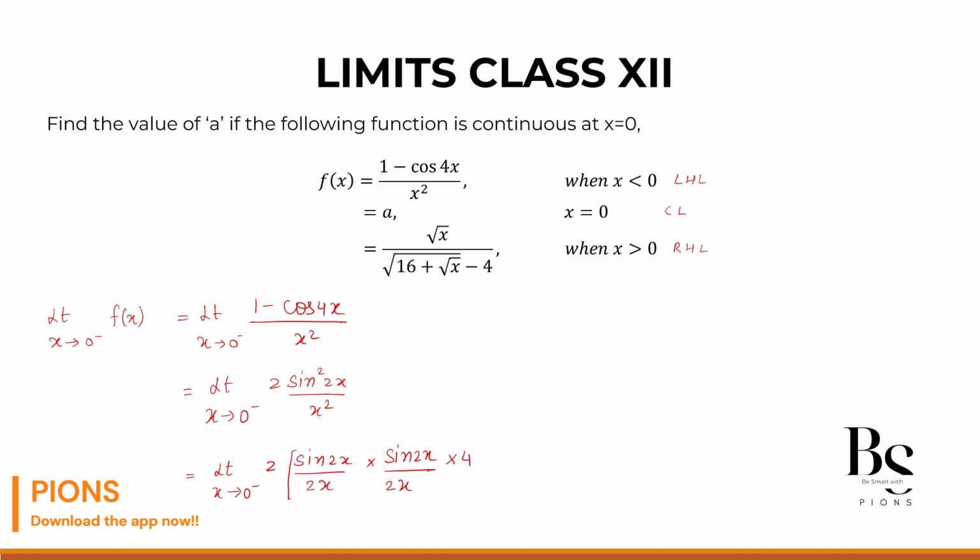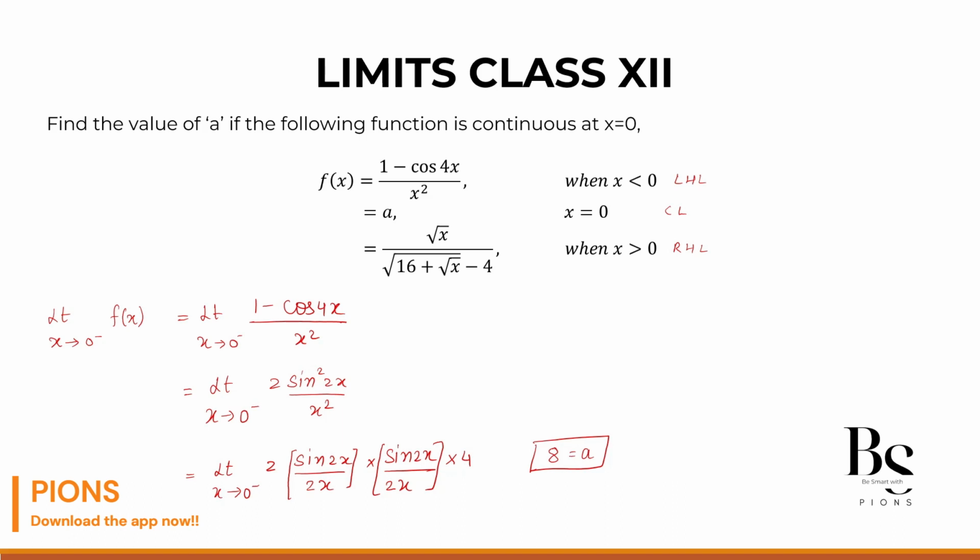Let's keep it in bracket now so that you can understand that sine 2 theta upon 2 theta, with theta tending to 0, will be 1. So this is 1 and this is 1. We are left with how much? Our left hand limit is 8. Clear? So if the left hand limit is 8, let's put it equal to the central limit, which is a. Clear? Done. But let's solve the RHL part also.